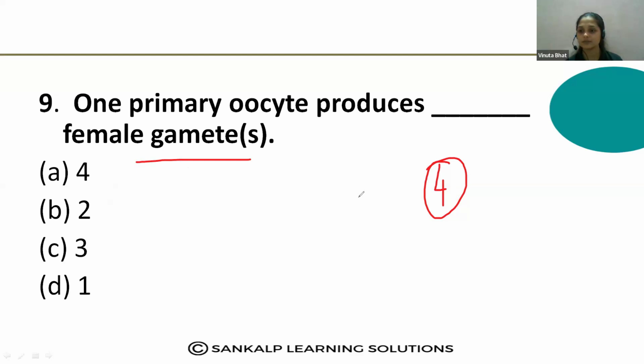Ninth one, is that 4? Many are writing the answer 4. No, not 4. Yes, only one ovum is released. Option D is the correct answer. Only one ovum is produced because polar bodies are produced during meiosis. So only one ovum is produced.